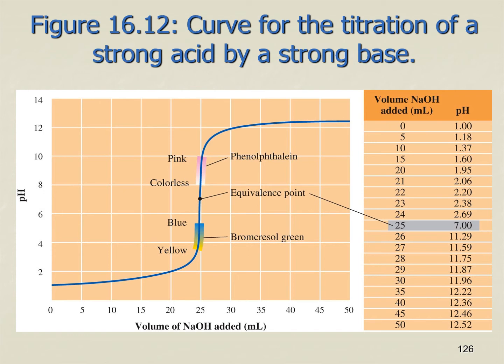Bromocresol green turns from yellow to blue right in the pH region of about 4 to 6. It would be an okay indicator. Phenolphthalein turns from colorless to pink, also right around 8 or 9, 8 to 10. It would also be an appropriate indicator for this titration.